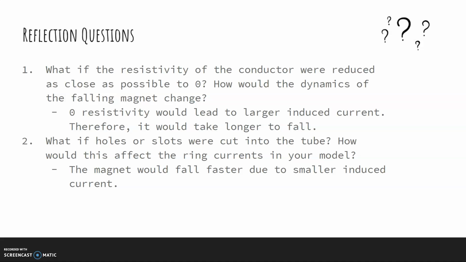Then part 2, if holes or slots were cut into the tube, how would this affect the ring currents in your model? If there were holes or slots, that would mean there are fewer complete loops, and that would also mean that the induced current would be smaller. Therefore, the magnet would fall through faster.